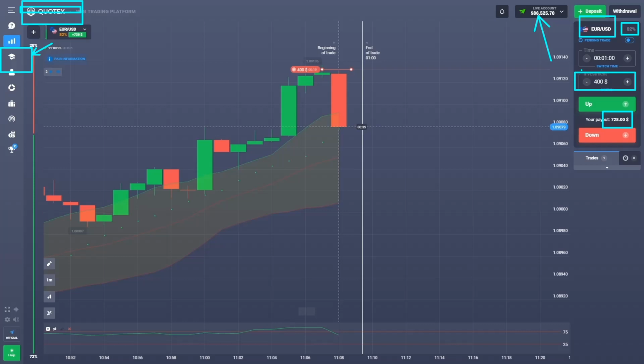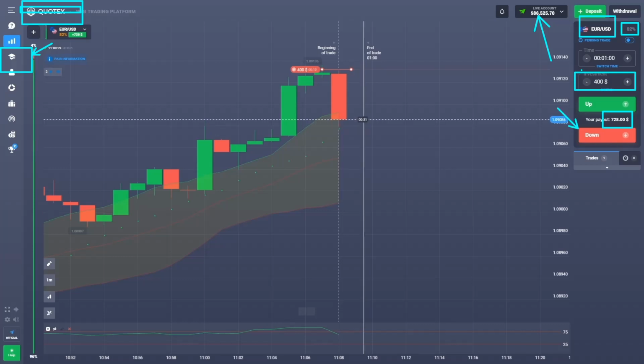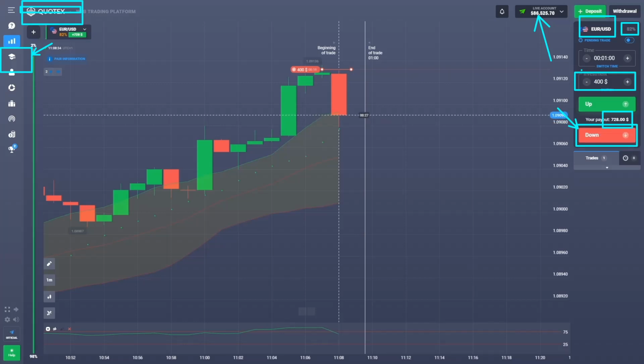I'm opening, in this case, a short position here. This is a down position. This is a short position, meaning a down position, that the market is going down, using the same strategy.